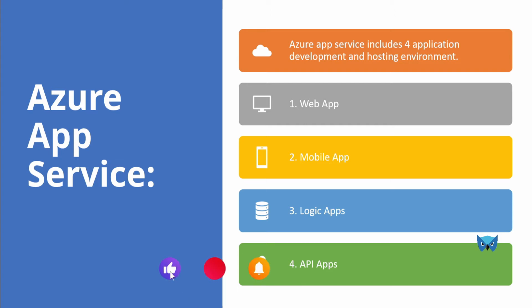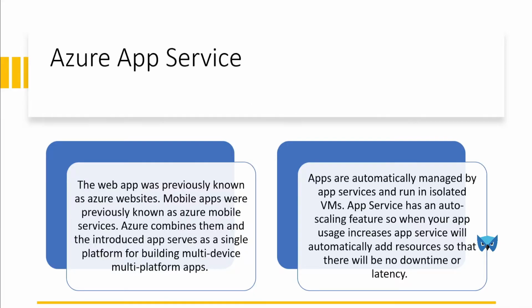So let's see what Azure App Services means. First, before going to web apps, mobile apps, logic apps and API apps, let's see Azure App Services. The web app was previously known as Azure Websites, and the mobile app was previously known as Azure Mobiles. So it's a combination of both. They have introduced it as a single platform for building multiple app platforms.